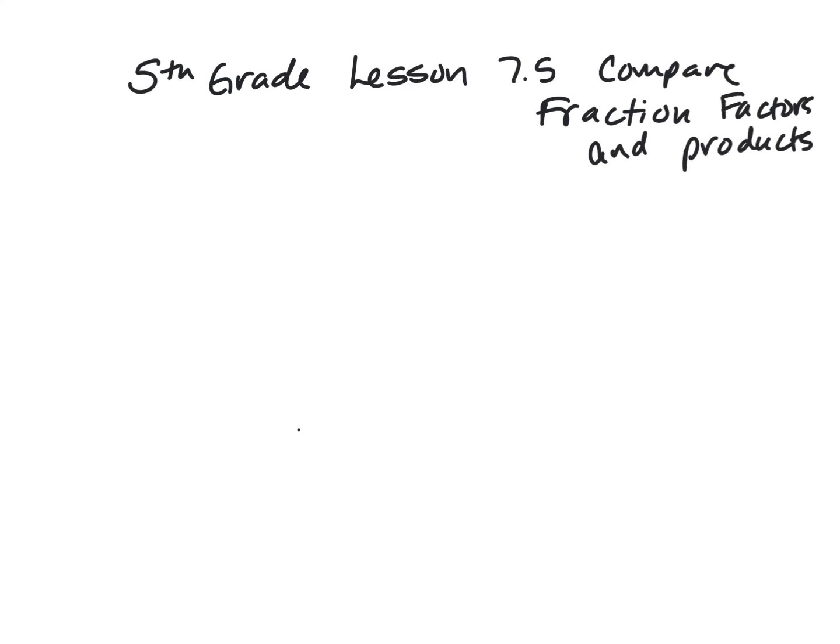Fifth grade lesson 7.5 is compare fraction factors and products. So, reminder, the factors are the two numbers that you multiply together to get a product or an answer. 2 times 3 is 6. These are two of the factors that make 6, and 6 is the product. So, a quick reminder on that.